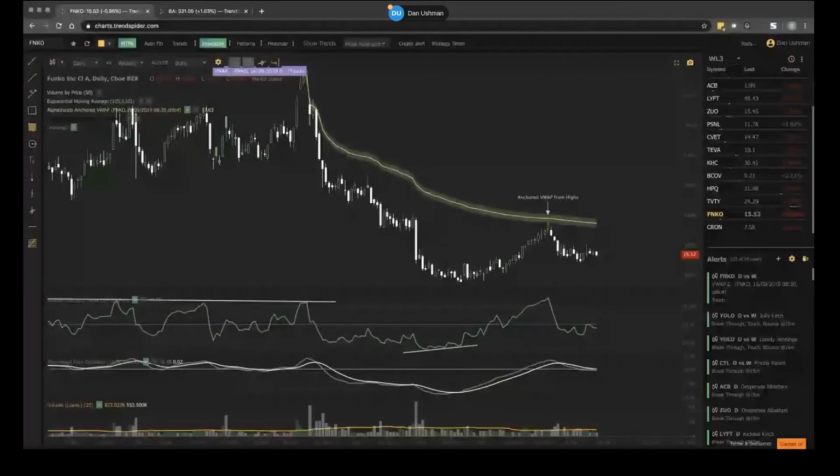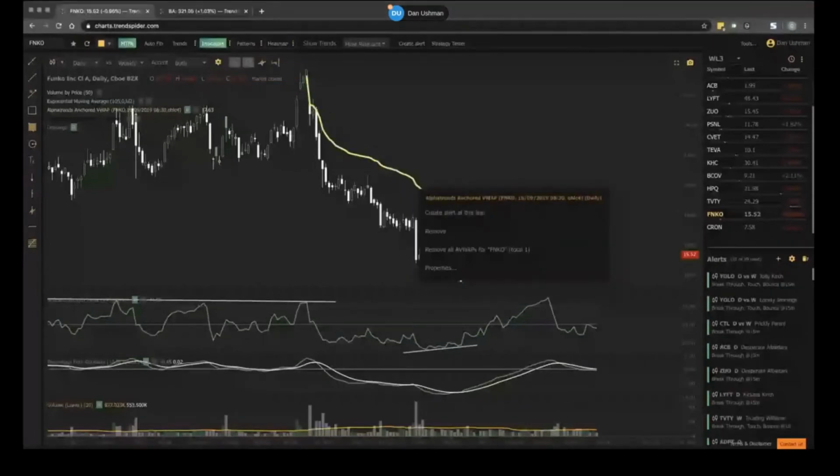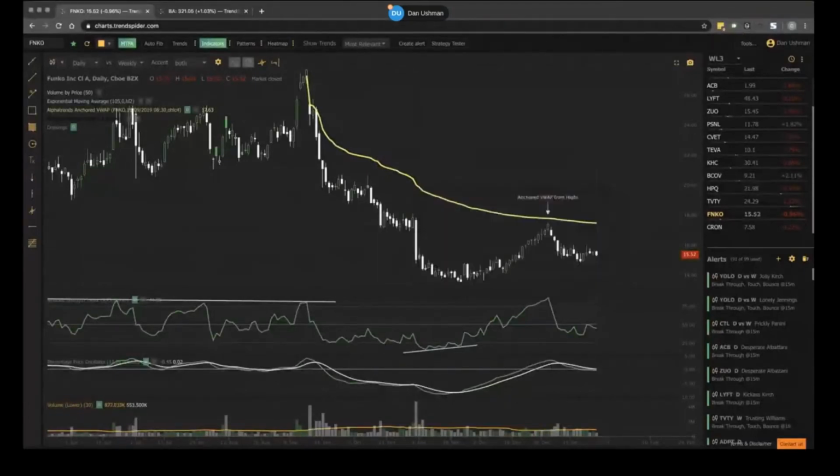Let's see, do we have any questions? You can take it off by just right-clicking on it. Right-click on it, and first you'd remove an alert if it were there. And then you right-click, and you can remove the anchored VWAP, or you can remove all of the anchored VWAPs.